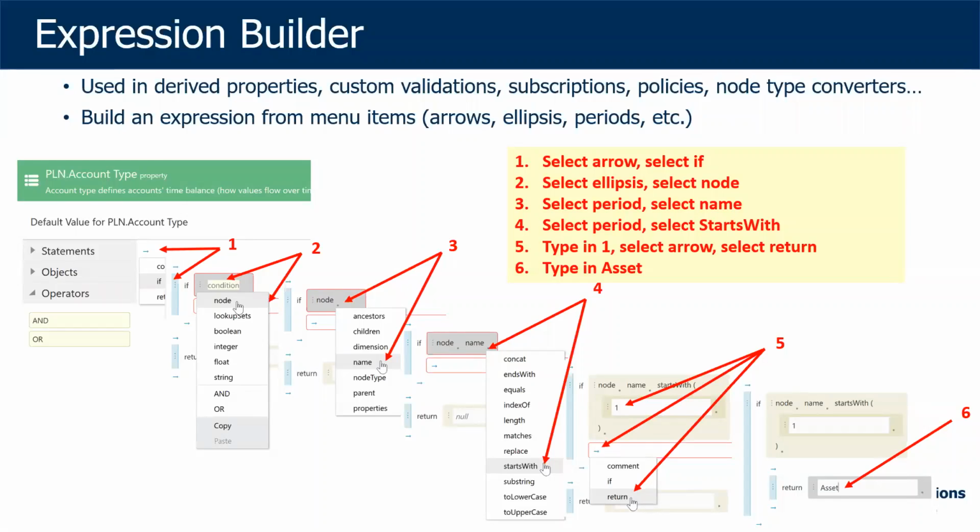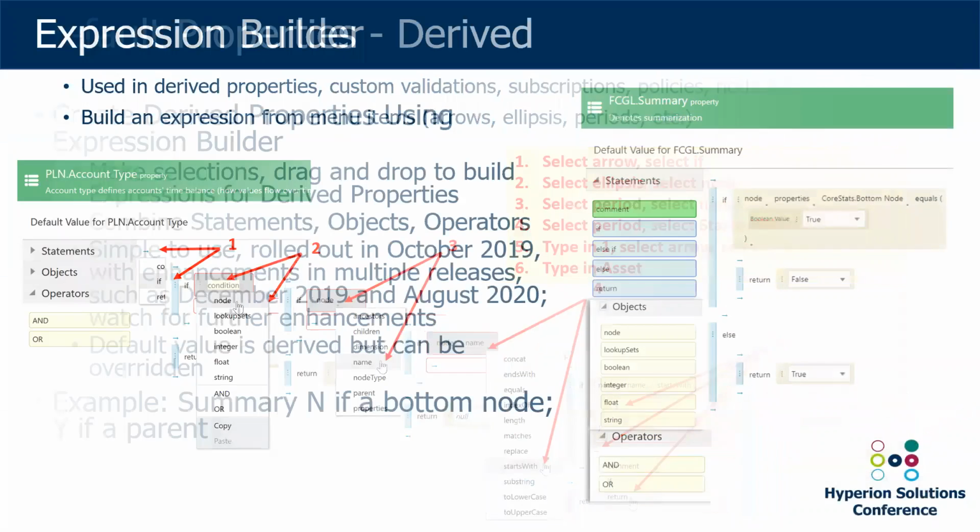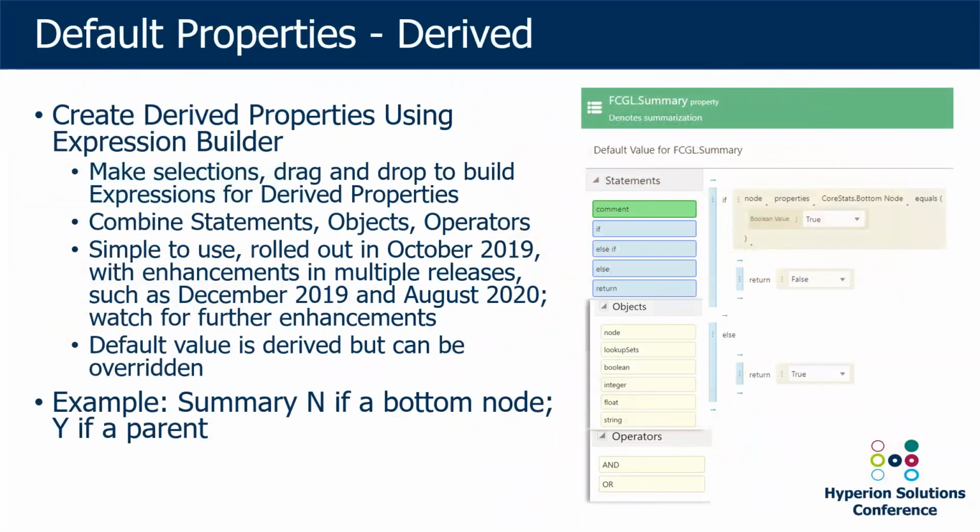So again, with this expression builder and walking through the steps, we're going to use it in derived properties. I'll show you a few more examples, but you're also going to see this expression builder in validations, and you can use it really throughout EDM. So again, creating derived properties, back to our properties, and using that expression builder to click and drag.